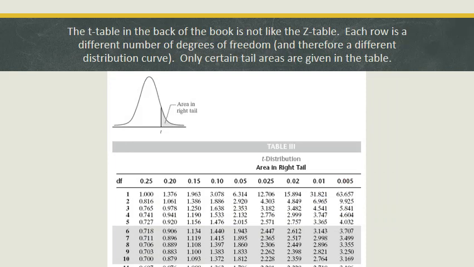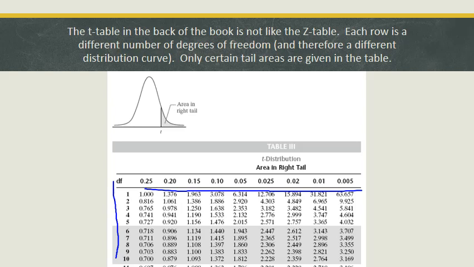In the back of your book, there is a T-table that looks kind of like this. Along the top row, you have various tail areas. You can see that in the picture here. And going down the left side, you have degrees of freedom. Each row is a different T distribution with its own unique degrees of freedom.